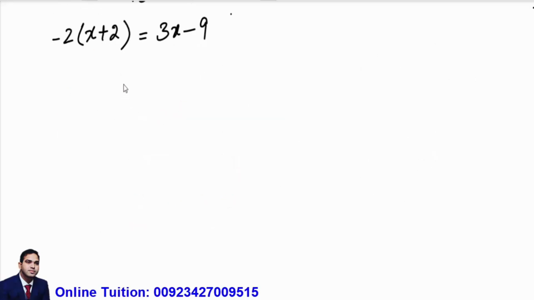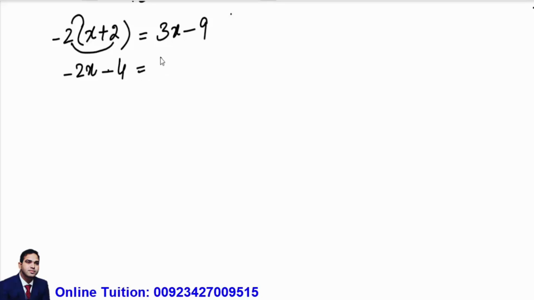We have another question: negative 2 into x plus 2 is equal to 3x negative 9. So this is the situation. First of all, we will change this into a simple equation. Negative 2 will multiply with the first x, this is negative 2x. Now negative 2 will multiply with this 2, this is negative 4, because 2 2s are 4, and negative times positive will be negative.